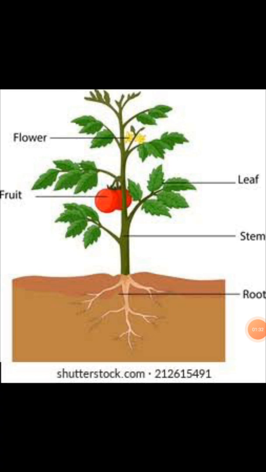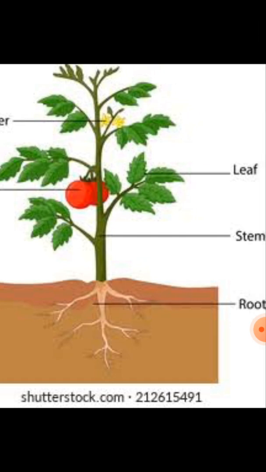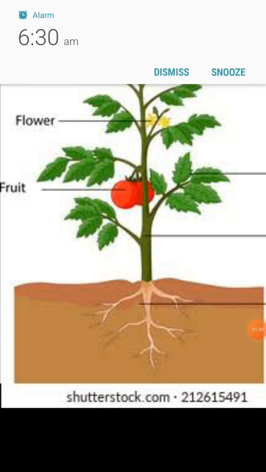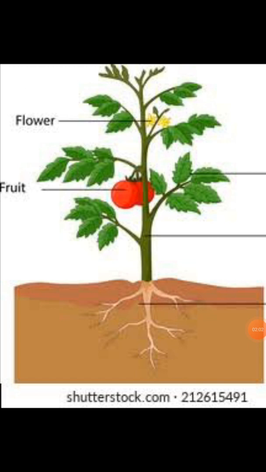Before we begin with the plant kingdom in detail, we shall revise the parts of the plant. These are the roots, then stem, leaf, fruits, and flower. Children, when you look at a plant, how can you tell it is a plant or which plant it is?